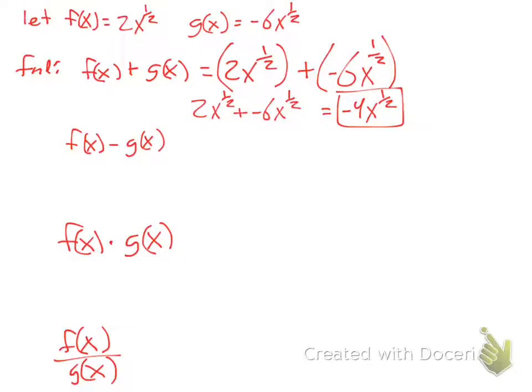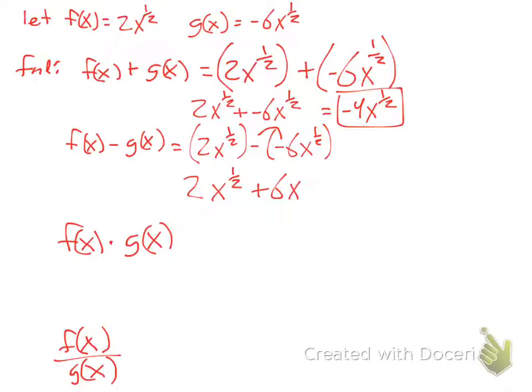F of x minus g of x is going to end up being the same thing. Got to use those parentheses. But when I do this, that first group, don't need the parentheses. The second group, though, I need to take the negative and bring it in. And a negative of a negative is a positive. What's 2 of something plus 6 of something? Ends up being 8 of something. So you get 8x to the 1/2.